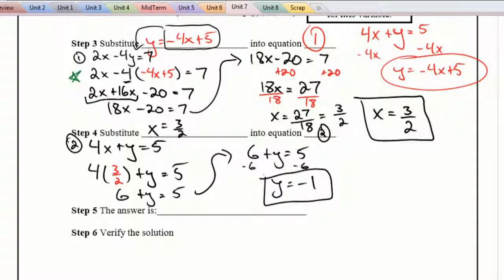So there we go. I have a solution. My solution is always going to be an ordered pair. Try to squeeze it in here. My x was 3 over 2. That was from up here. And then my y is now negative 1. So I have a solution to this system.